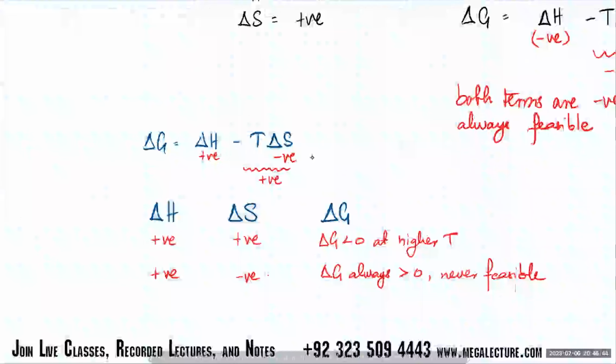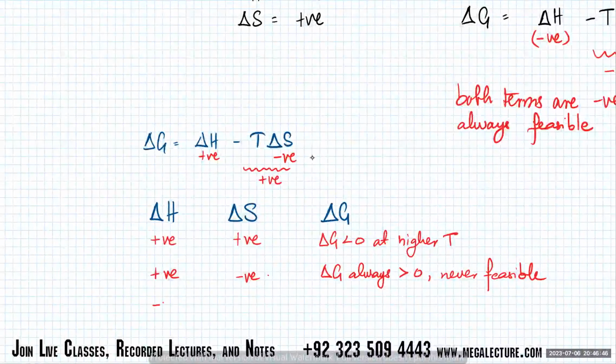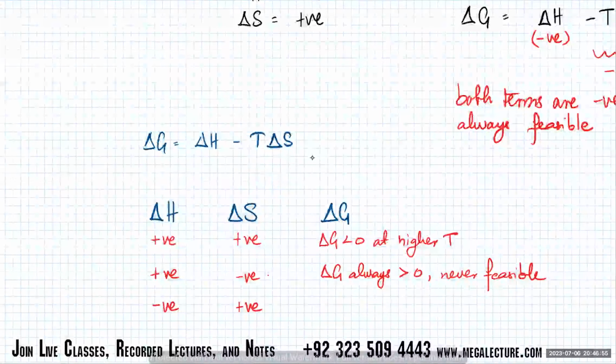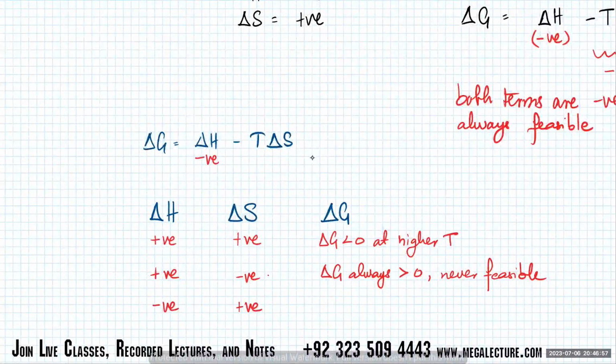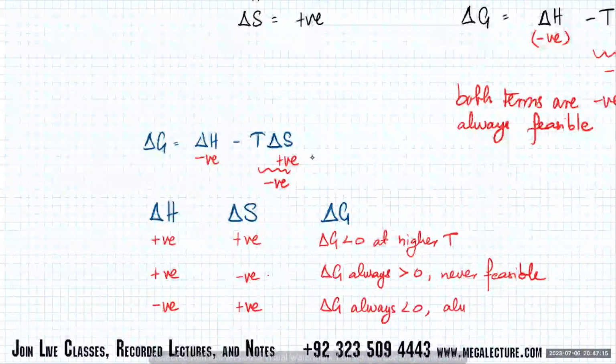Then you have the first one is negative and delta S happens to be positive. Because of the negative sign, this is also negative. So both terms happen to be negative. So that means delta G would always be less than 0. So that means it's always spontaneous no matter what you do.